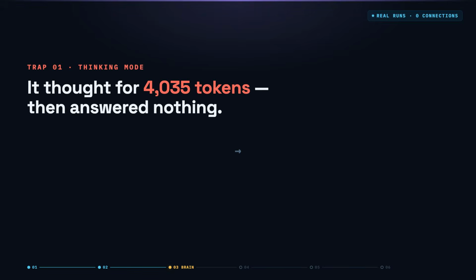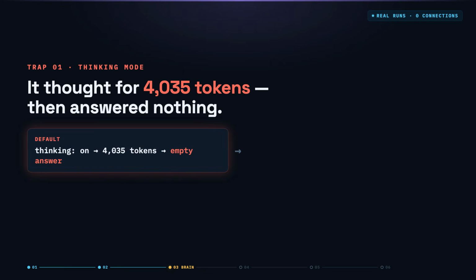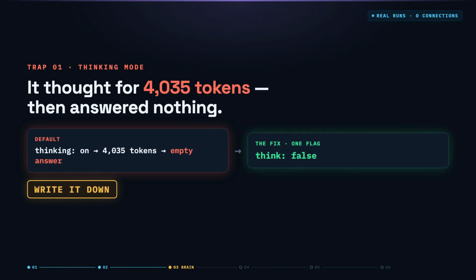Now the first trap. These small models default to thinking mode. They reason silently before answering. Sounds great. Except on a simple question, mine burned 4,000 tokens thinking and then returned a completely empty answer. The fix is one flag. Turn thinking off for assistant work. One line in the code. You will hit this, so write it down.